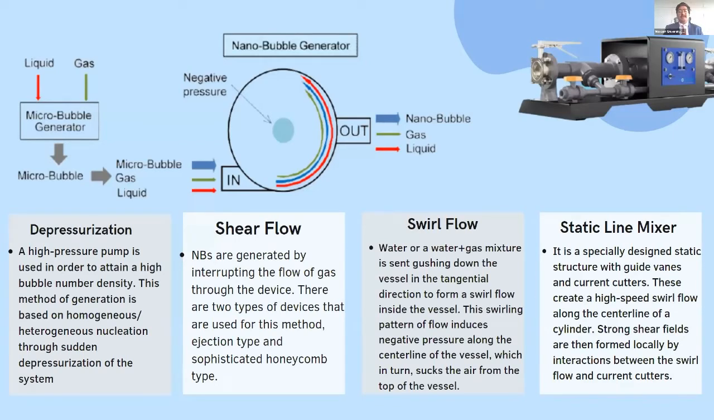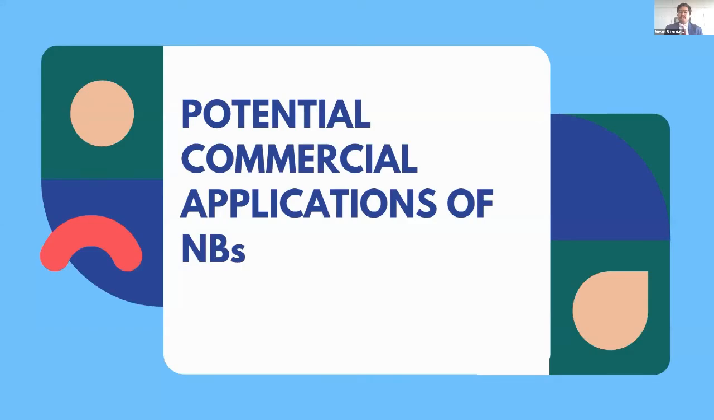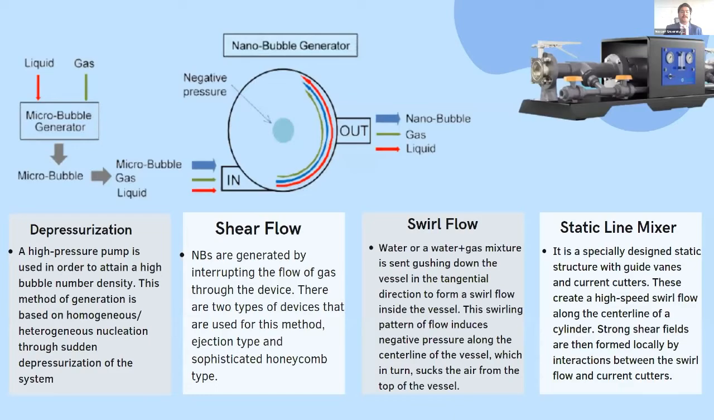Namaste, I'm Abhishek, and I'm going to be introducing the potential commercial applications of NBs with the methods of NB generation. There are many ways of generation, but we have narrowed it down to four methods. The first one being depressurization, the second one being shear flow, the third one is swirl flow, and the fourth one is the static line meter.